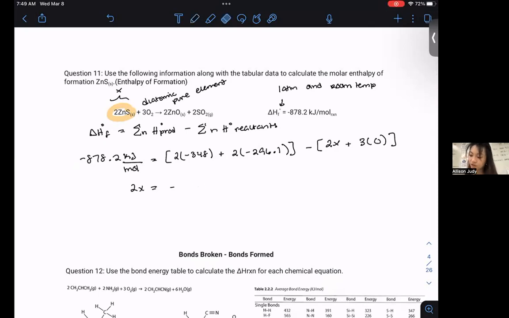I know that the workbook answer key has a slightly different value for sulfur dioxide. So in the workbook, it says negative 411.4. I'm sure you're probably only about 0.8 off. Then when you simplify and solve just for x, which is the molar enthalpy of formation for zinc sulfide, we get approximately negative 205.7 kilojoules per mole. And that's your walkthrough.